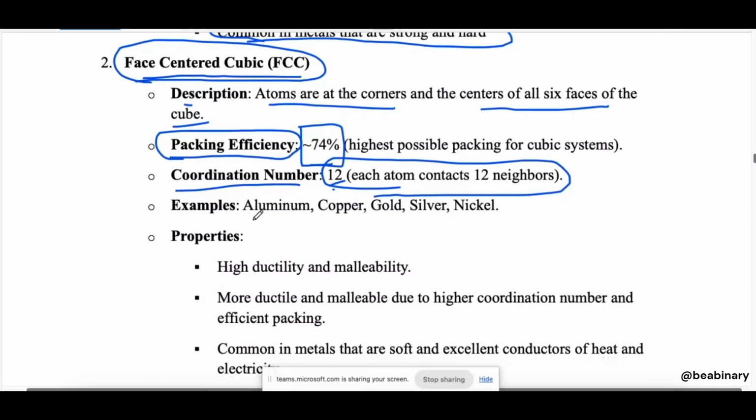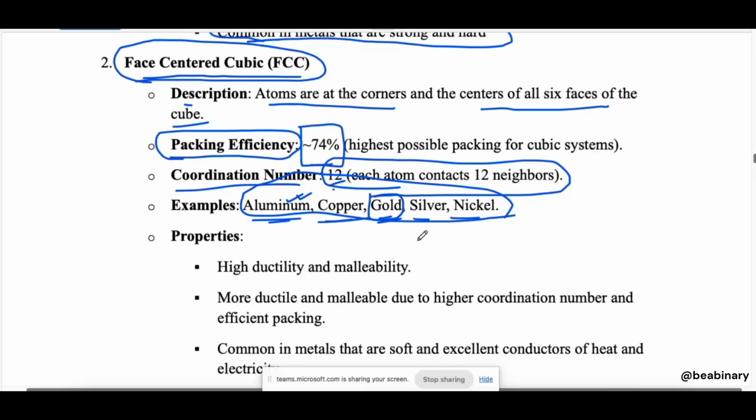Examples are aluminium, copper, gold, silver, nickel. These are examples of FCC. Aluminium is very common and very frequently used in our daily life. Copper is frequently used in electrical equipment. Gold is costly, and most people know that it is very frequently used, and it is a currency exchange kind of material.